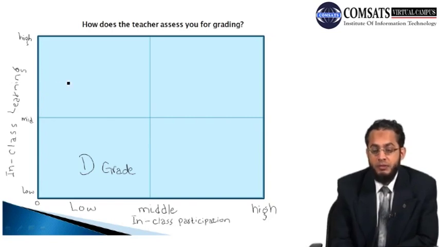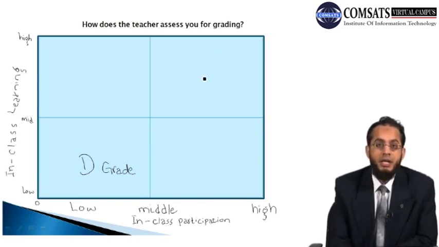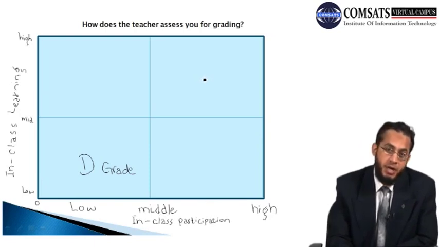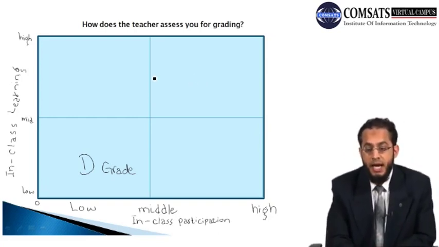And if you follow the dot going towards the x-axis, you conclude that anyone falling in this quadrant is falling on the higher side along the x-axis, which measures your in-class participation. So obviously anyone falling in this quadrant, simply put, is showing high class learning and high class participation. And this is what your teacher expects from you. So you will definitely get an A grade.